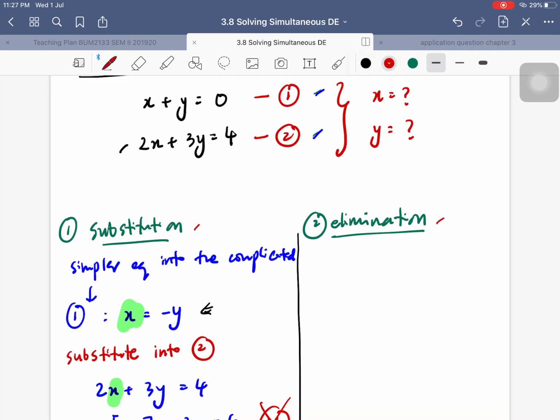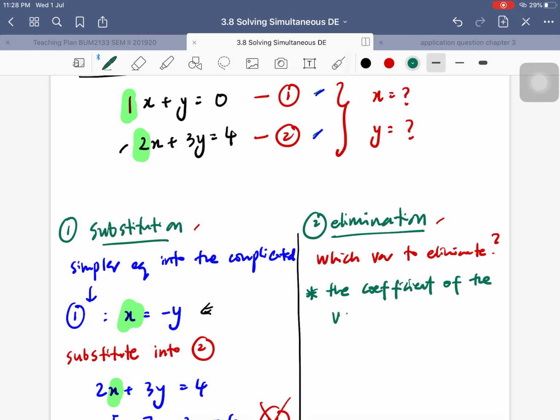Okay, so with elimination, you have to think about which variable to eliminate. For example here, let's say I'm going to pick x to eliminate. For the first equation, my coefficient of x is 1. And for the second equation, the coefficient is 2. In order to use elimination, let me put a remark: the coefficient of the variable must be equal.